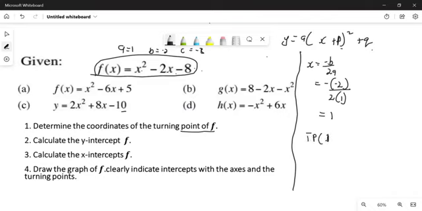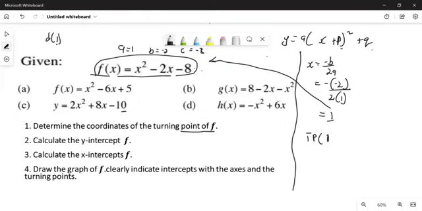So I'm going to write it and say this one is the x coordinate of the turning point. And then after getting the x coordinate, we want to get the y coordinate of the turning point. How do we get it? We're going to take this one and substitute it into this equation. Everywhere you see x, you're going to put 1. There's an x here, you put 1. There's an x here, you're also going to put 1.